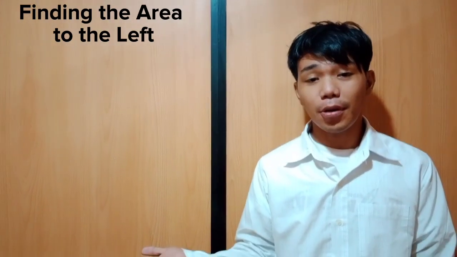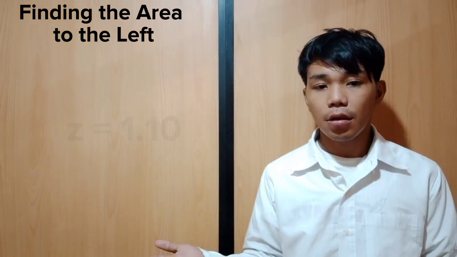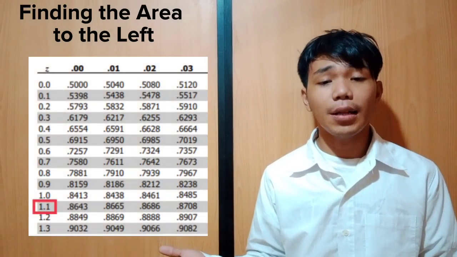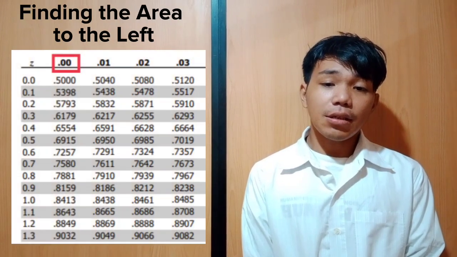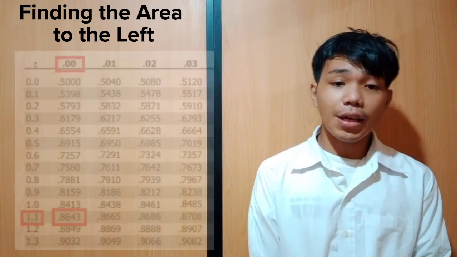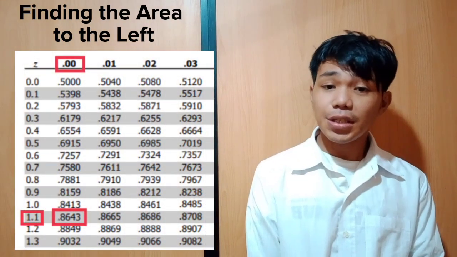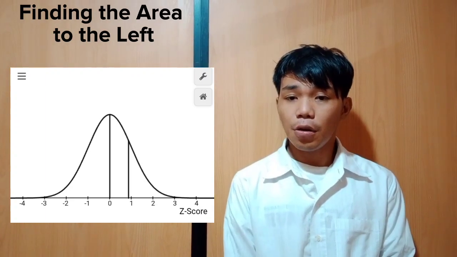Here's another example. So we have here Z 1.10, look up 1.1 and then 0.00. Their intersection is 0.8643, which is the area to the left of Z 1.10.